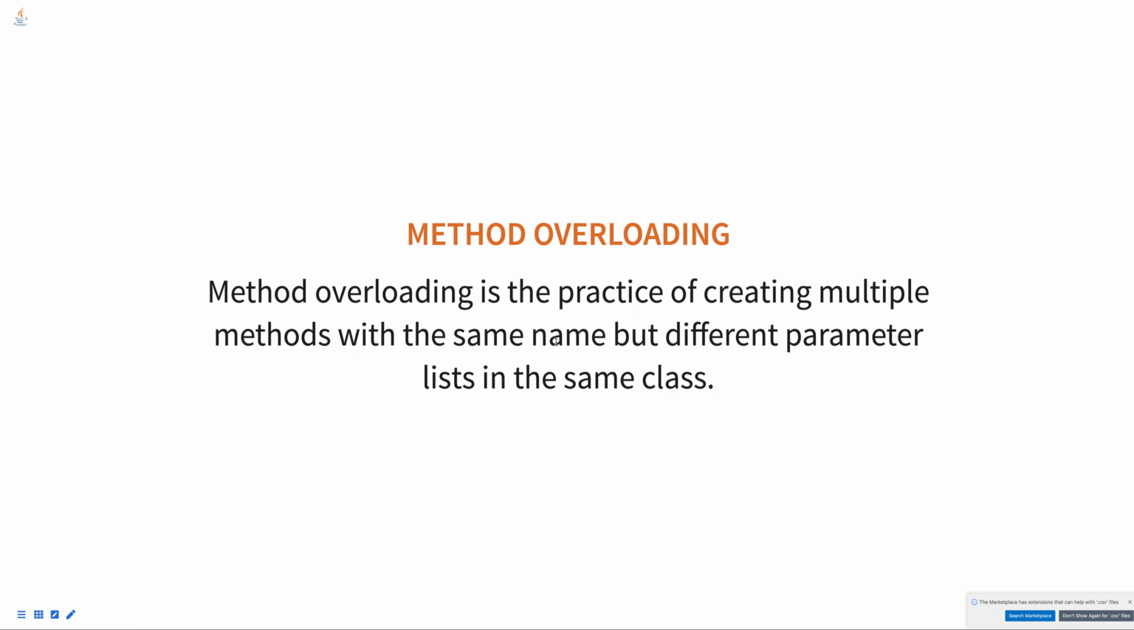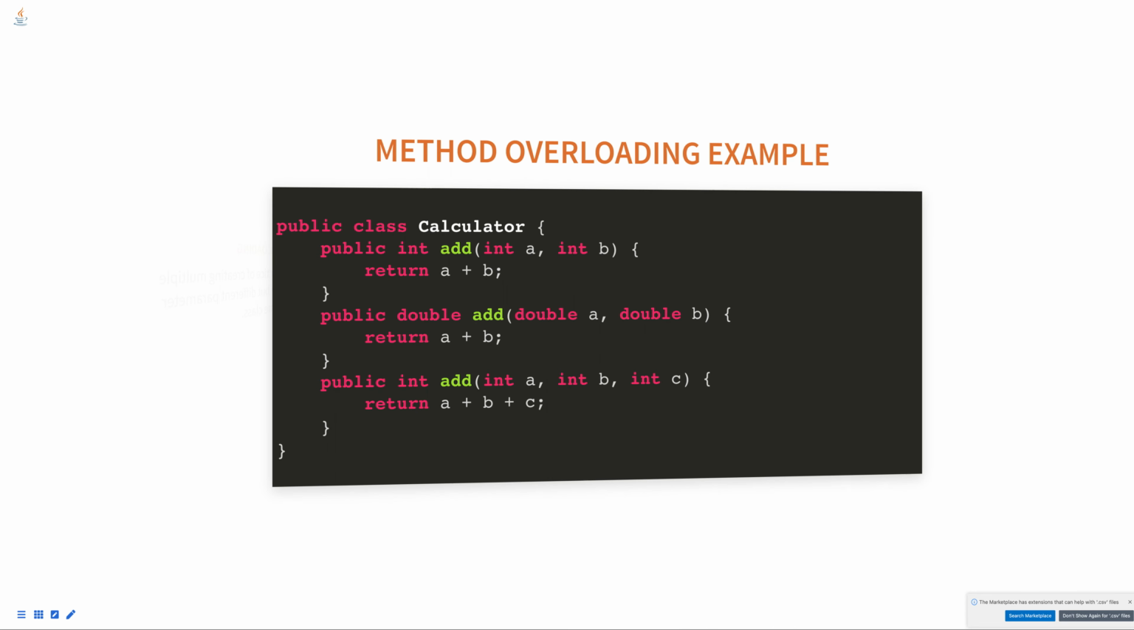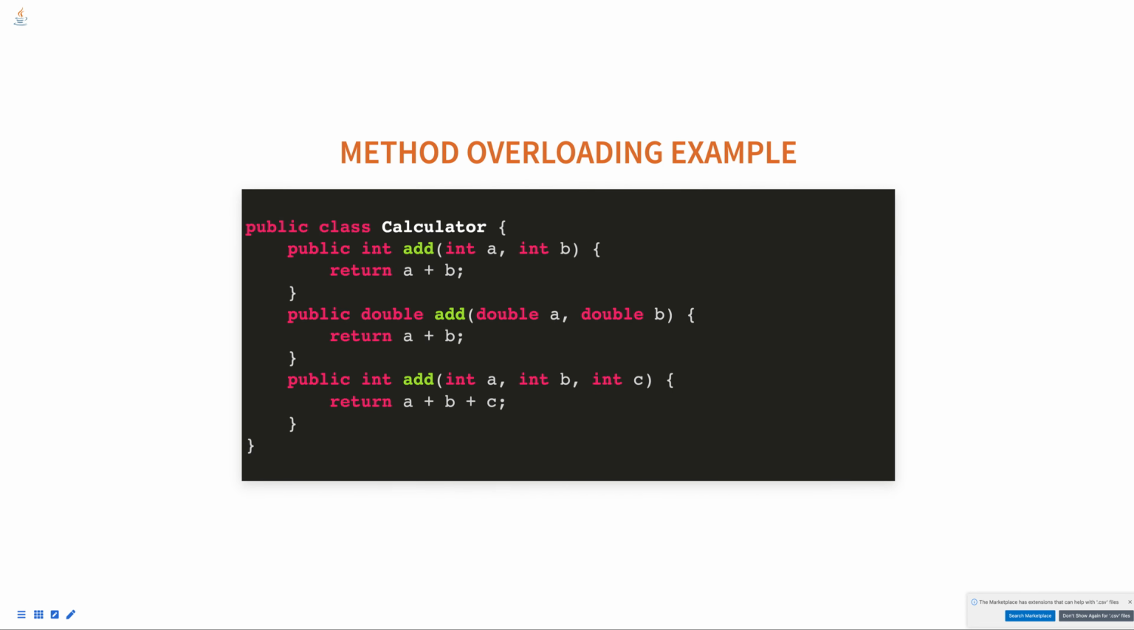In Java, method overloading is the practice of creating multiple methods with the same name but different parameter lists in the same class. When a method is called, Java will use the method that best matches the parameters passed in the call. Here is an example of method overloading in Java.